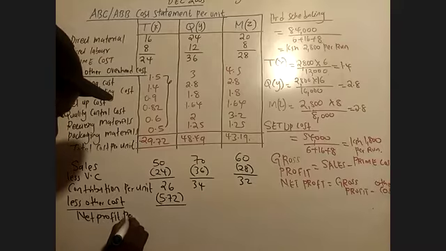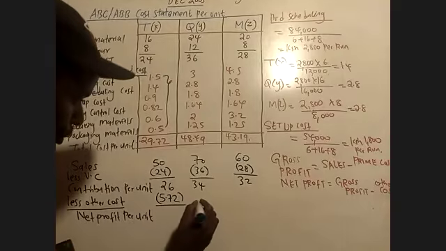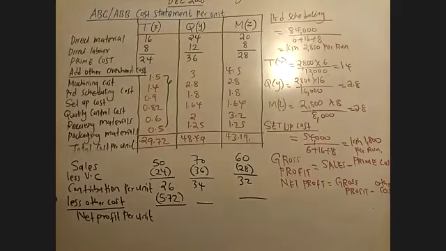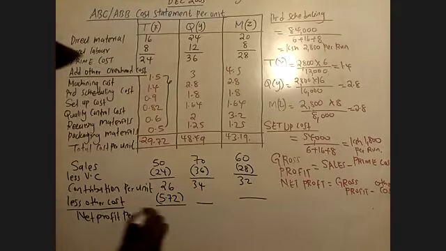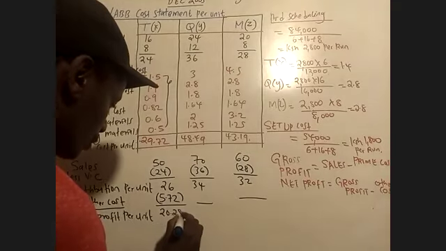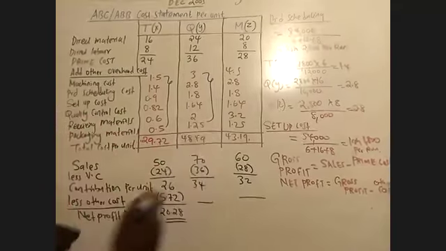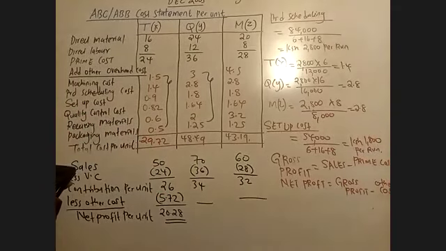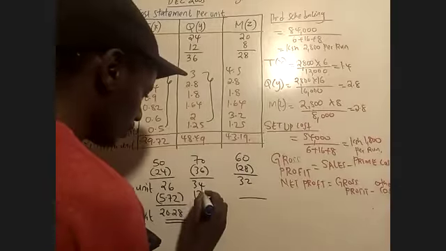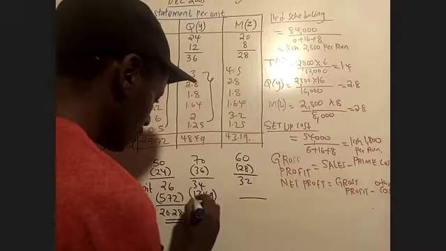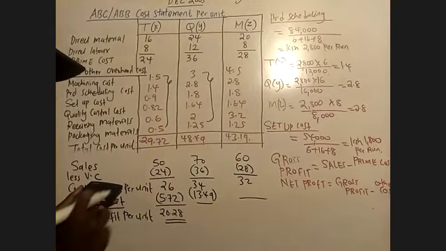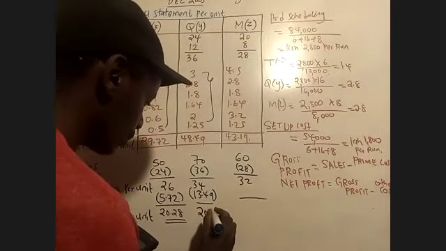Per unit, 26 minus the answer 5.72, 20.28. Then we add this together: 3 plus 2.8 plus 1.8 plus 1.64 plus 2 plus 2.25, that is 13.49. So 34 minus the answer, 20.51.